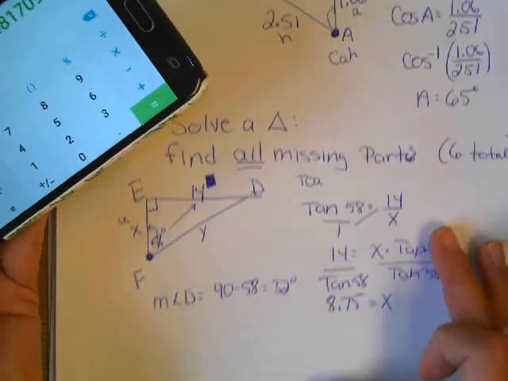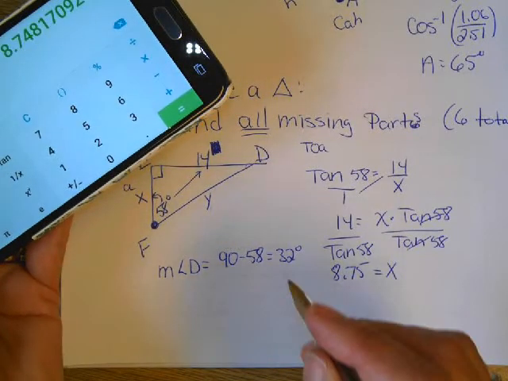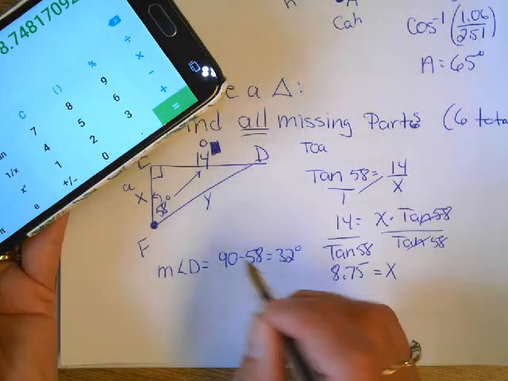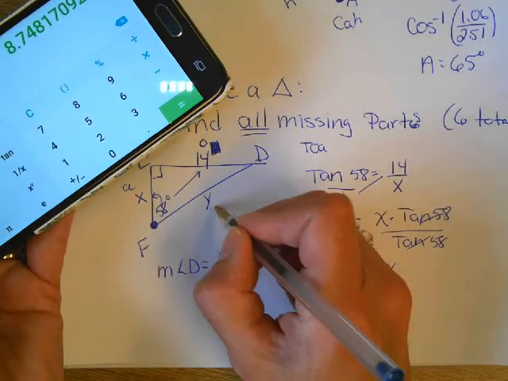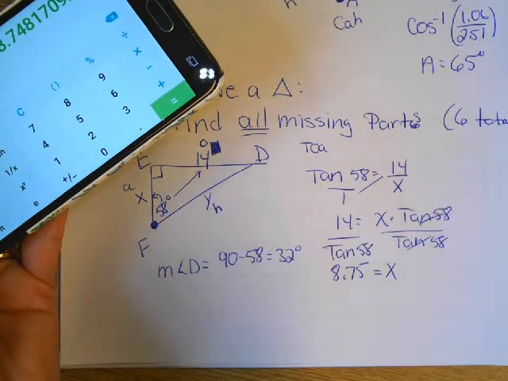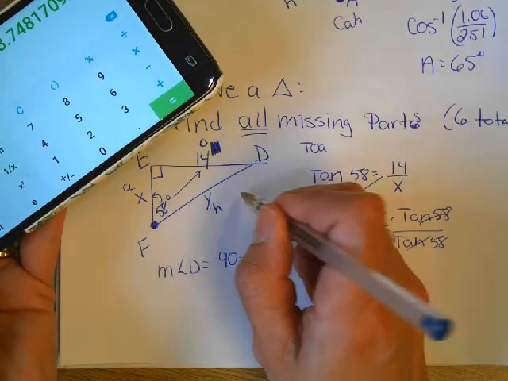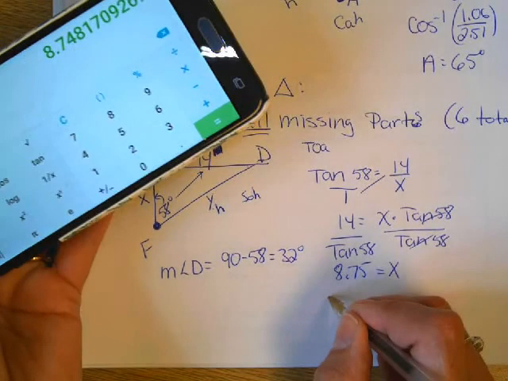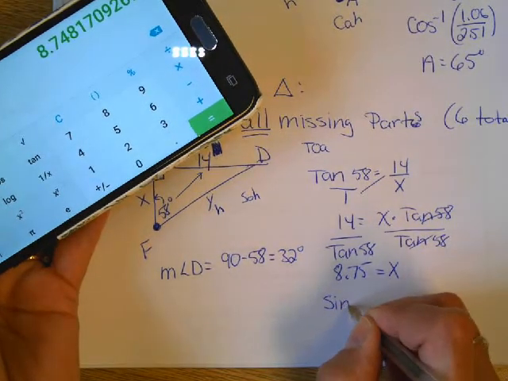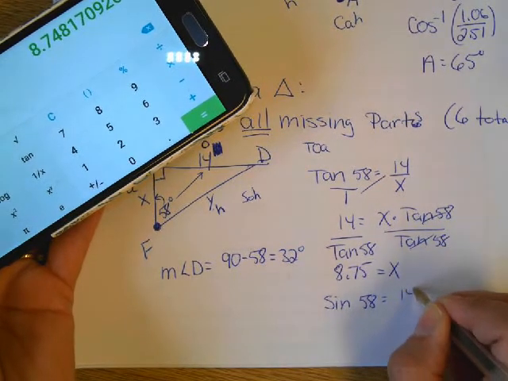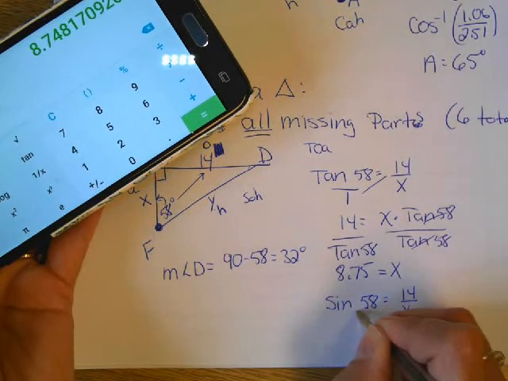So, practicing trig, I'm going to stand at the 58. Oh, that O was from opposite. I thought that was a degree. Yeah, got it. Hypotenuse. So opposite and hypotenuse, that means sine. So sine of 58 is 14 over the y.